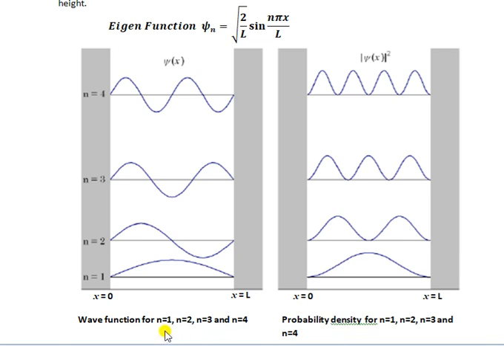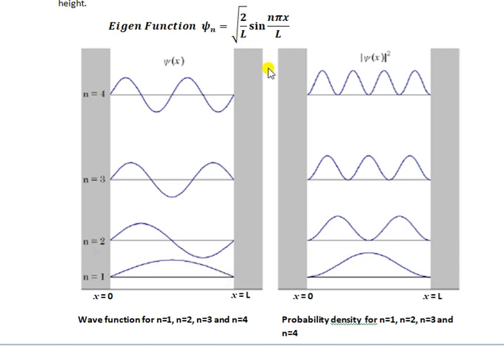Now we plot the wave function and the probability density for different values of n. For n equal to 1, the wave function becomes root 2 by L sin pi x by L. So for x equal to 0, sin 0 equal to 0, means wave function is 0. For x equal to L, it becomes sin pi, so it is again 0. The wave function is sinusoidal, so the wave function is like this.